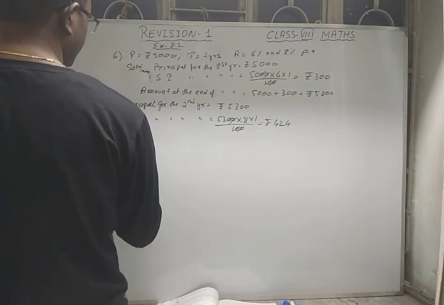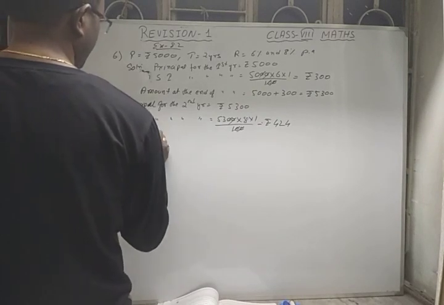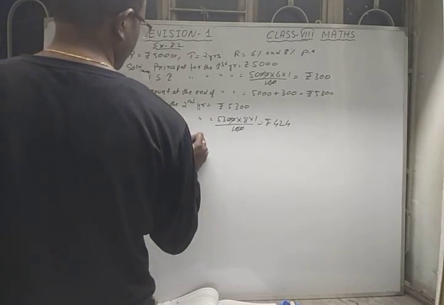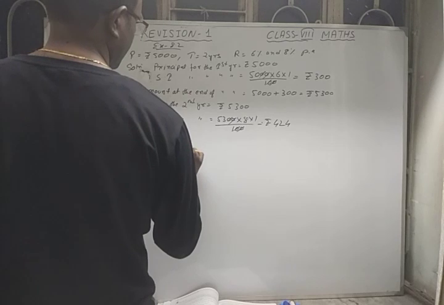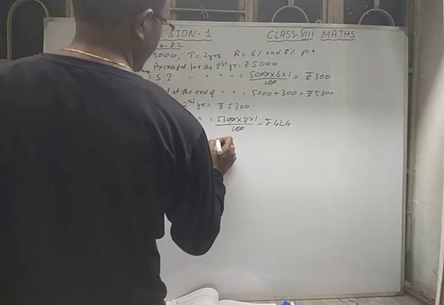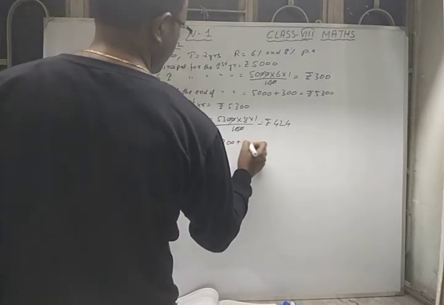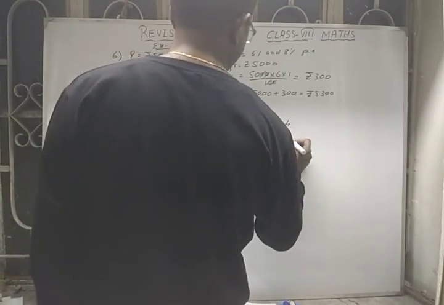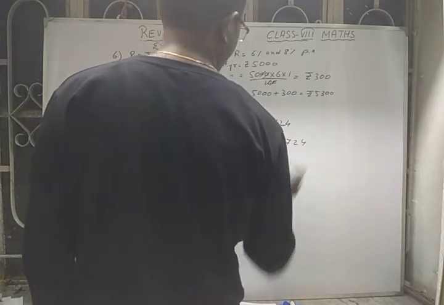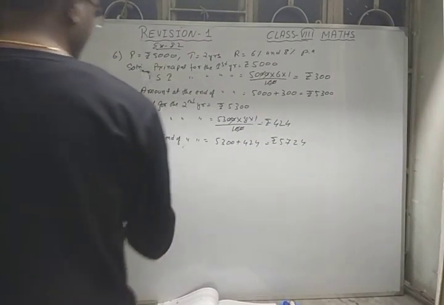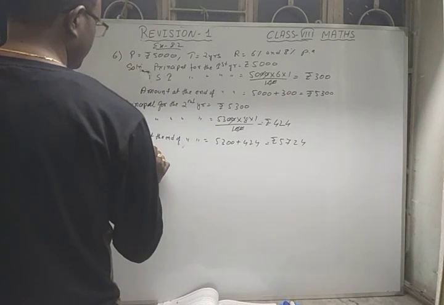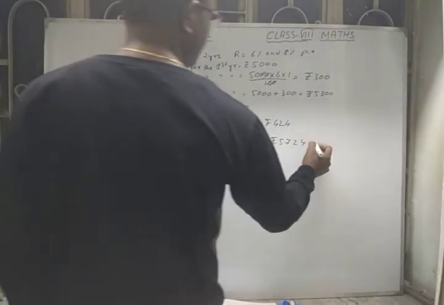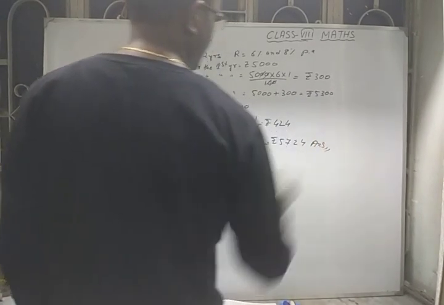So the amount at the end of the second year is equal to 5,300 plus 424. So this is equal to rupees 5,724. Therefore this is the final amount at the end of 2 years. So one answer we have got: the amount at the end of the second year.